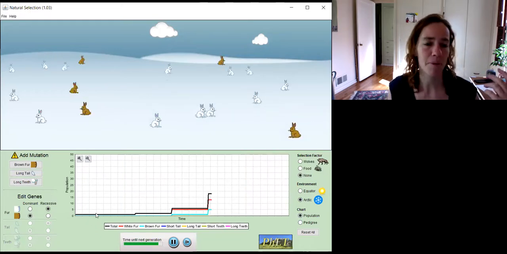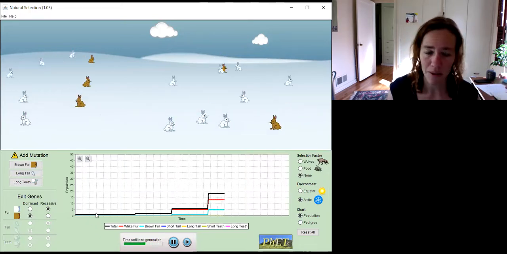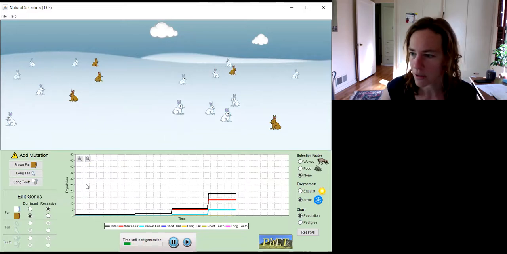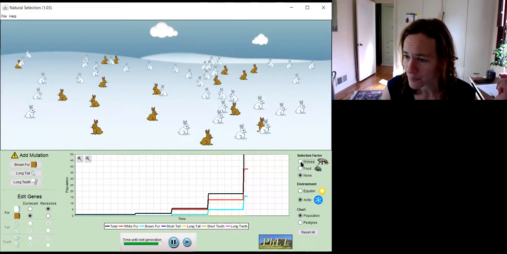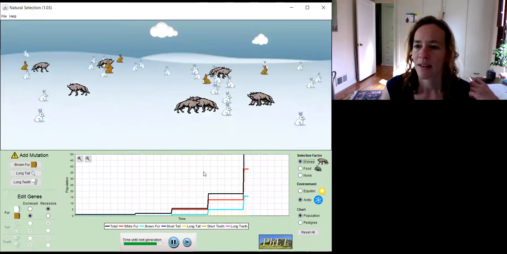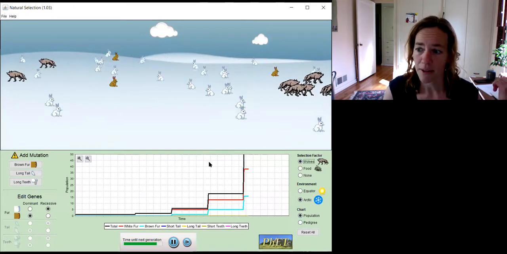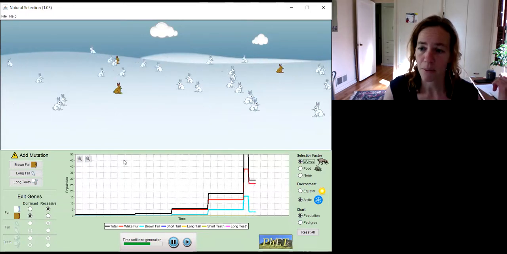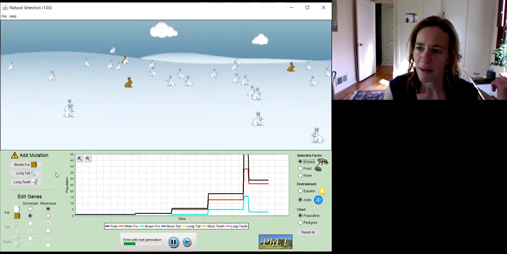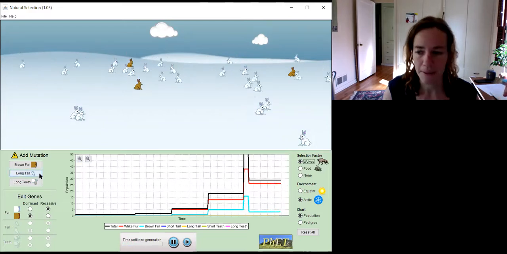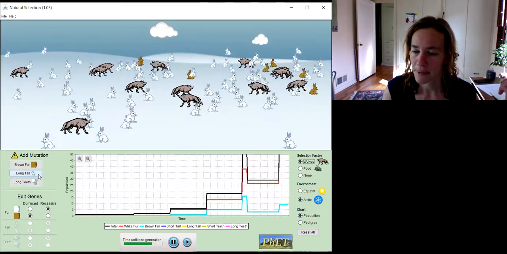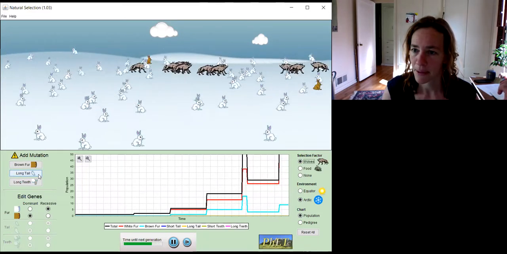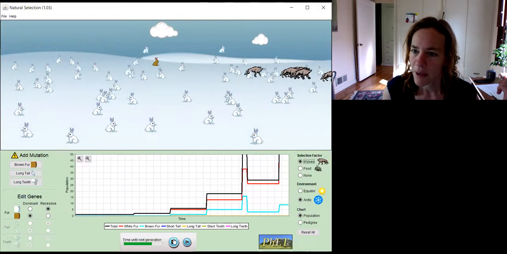I'll let them build up a population before I bring in the wolves because I don't want the wolves to just eat them all and they all totally go extinct. But now I'm going to add the wolves. A different thing is happening here in the Arctic compared with the equator. You will notice that the wolves are eating different bunnies. Let's pause this for a minute.